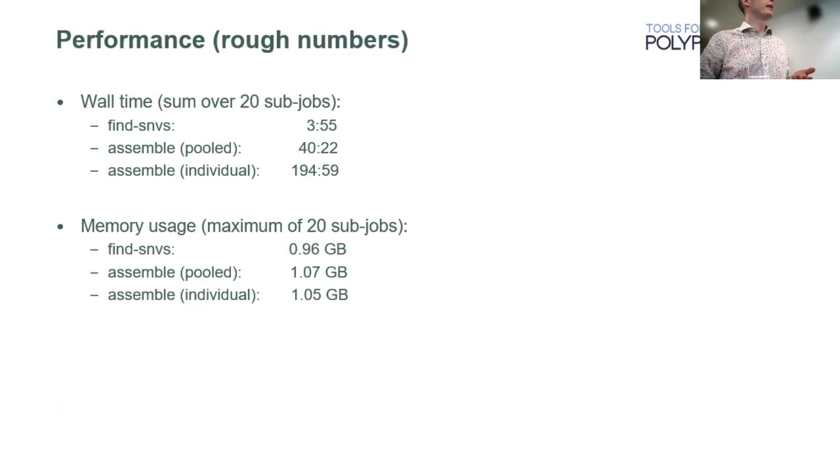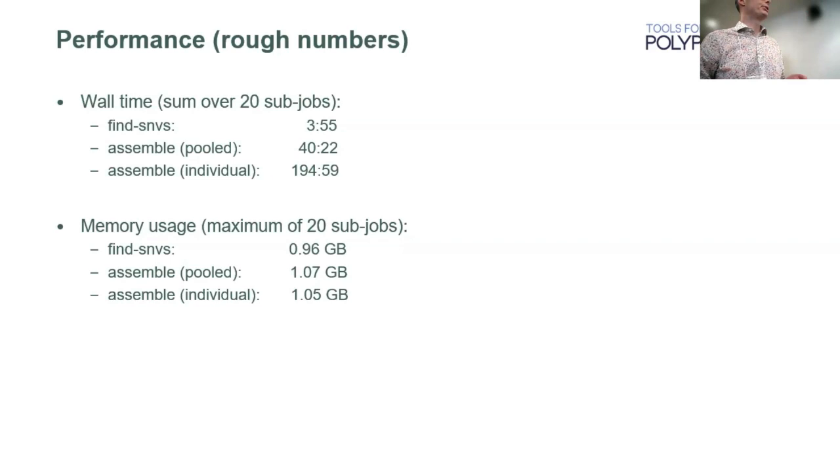So fine SNVs here ran in 4 hours. This is across the 10,000 loci. The pooled assembly ran in 40 hours. If I do an individual assembly, that took around about 200 hours. So we're already getting a 5x speed up just from the pooling, which is quite nice. I honestly would have expected a bit more, but I think this is partly limited in terms of speed up because we still have all the same sequencing data in there. So it's fewer genotypes, but much more sequencing data to deal with.